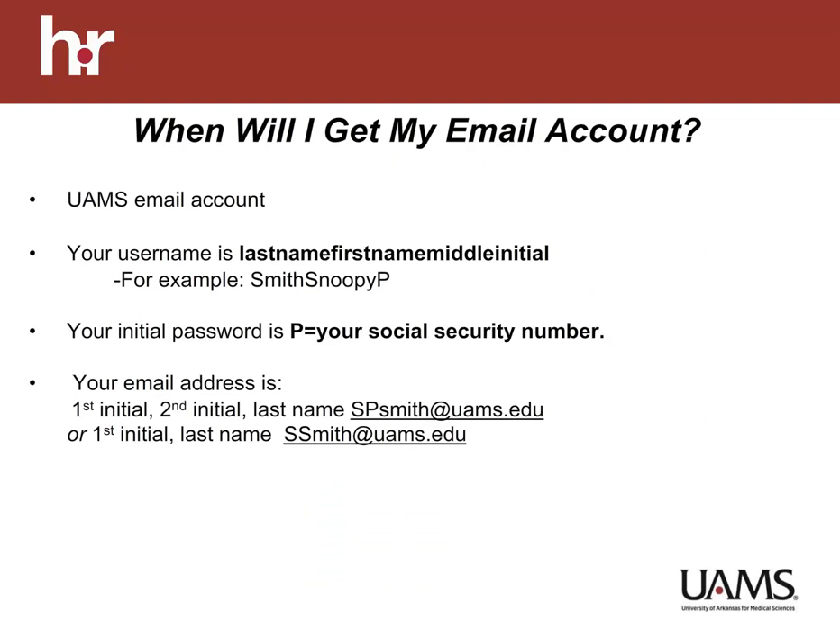You will receive a UAMS email account within a few hours of completing the electronic confidentiality agreement during new employee orientation. Your username is your last name followed by your first name followed by your middle initial as shown here. For example, Smith Snoopy P. Your initial password is P equals your social security number. It must be changed at first logon from a computer on the campus network. Your email address is your first initial, second initial, followed by your last name as shown here, or your first initial followed by your last name, also as shown here.